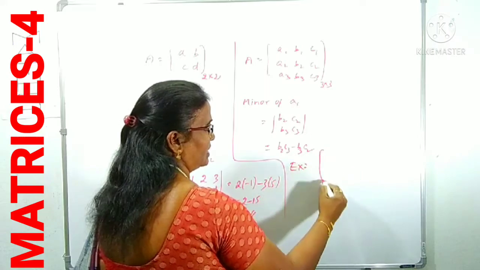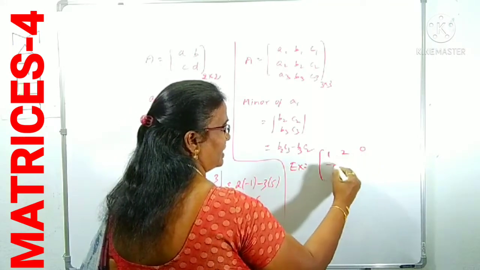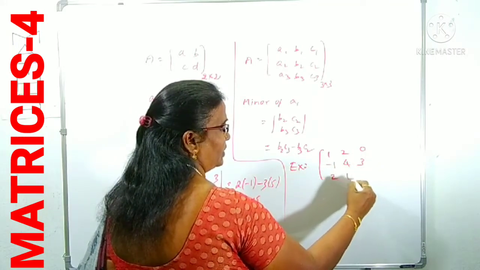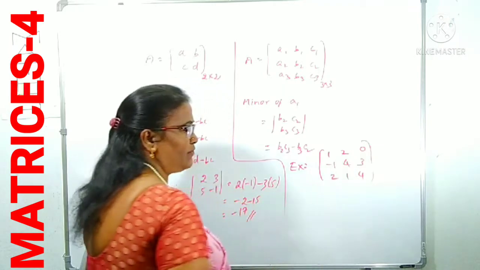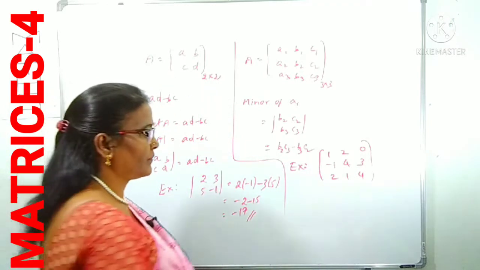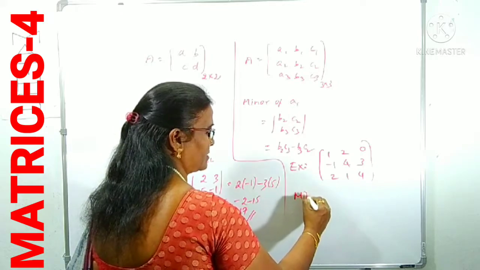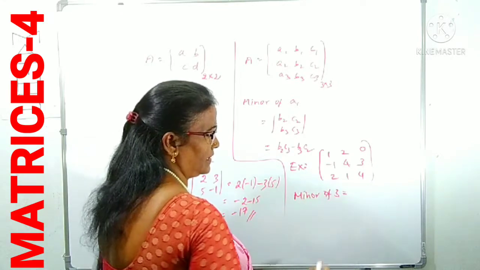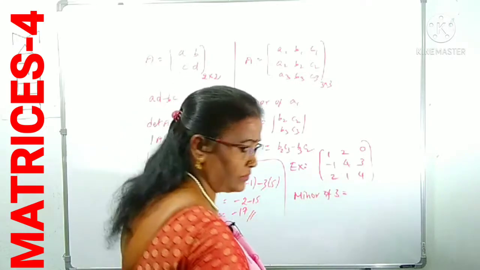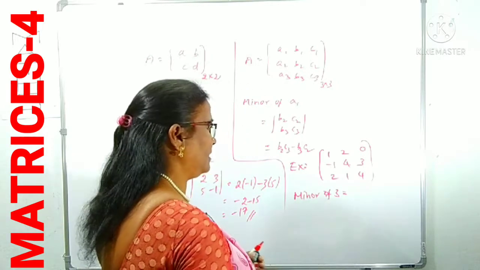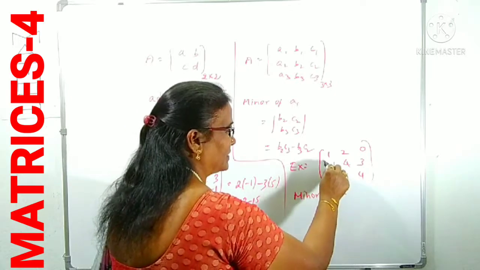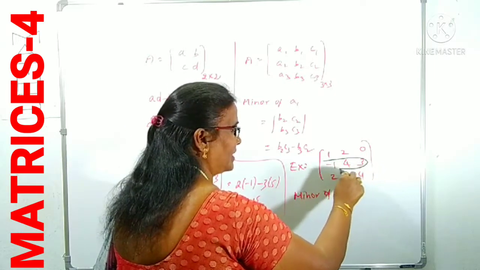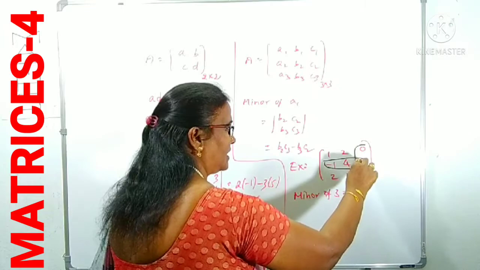Suppose I am given 1 2 0, minus 1 4 3, 2 1 4. I want the minor of 3. Where is 3? 3 is clearly in the second row, and it is in the third column.